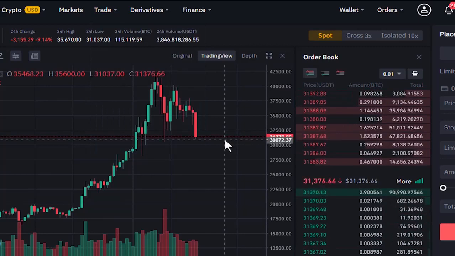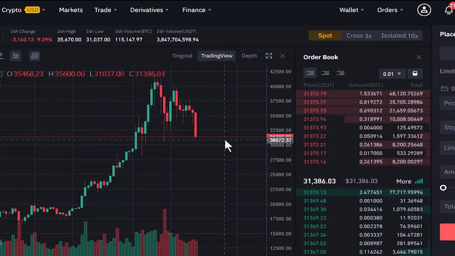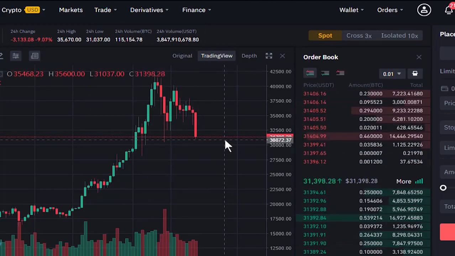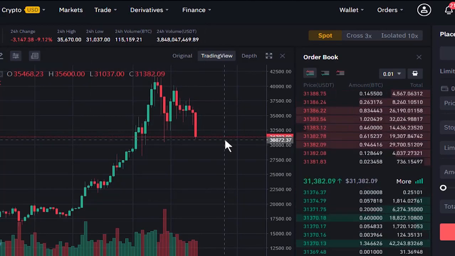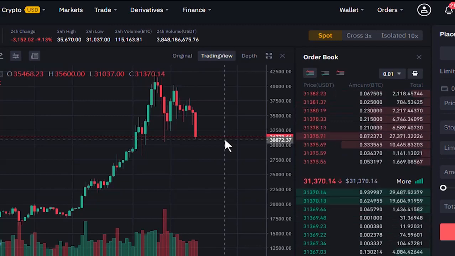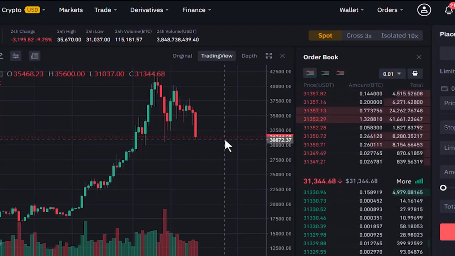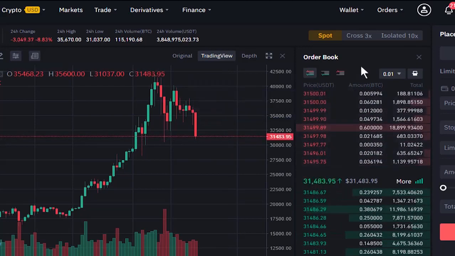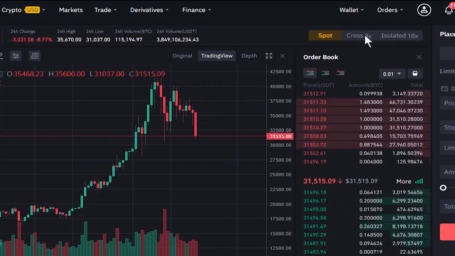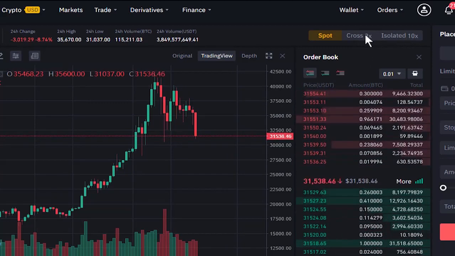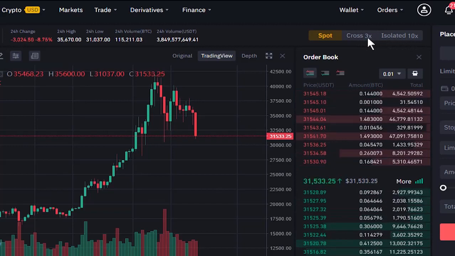Margin trading is a trading method where you borrow money from the broker or a third party to have a greater amount of capital to leverage your positions, and by doing this you will have larger profits on successful trades. But you must pay attention that if the trade is not successful, your loss also will be large, same as a profit. You can access margin trading here by clicking these two tabs, cross 3x and isolated 10x, which these numbers are actually the leverage rates.